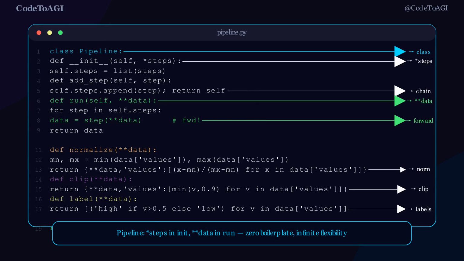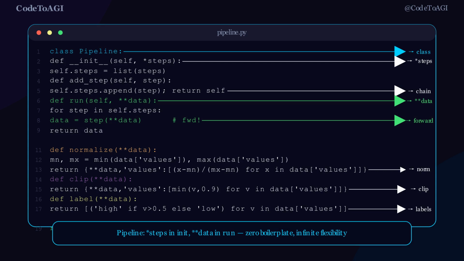The run method takes *args and **kwargs, the input data. It feeds the data through each step in sequence. Each step receives the output of the previous step. We define 3 transformation functions: normalize, clip, and label. Normalize takes **kwargs and normalizes values to 0-1 range. Clip removes outliers beyond a threshold. Label tags results as high or low.